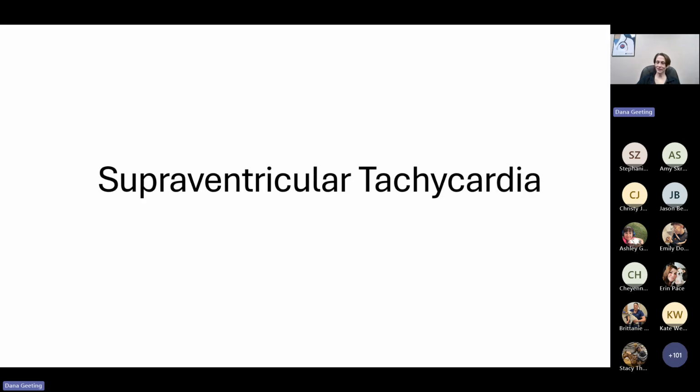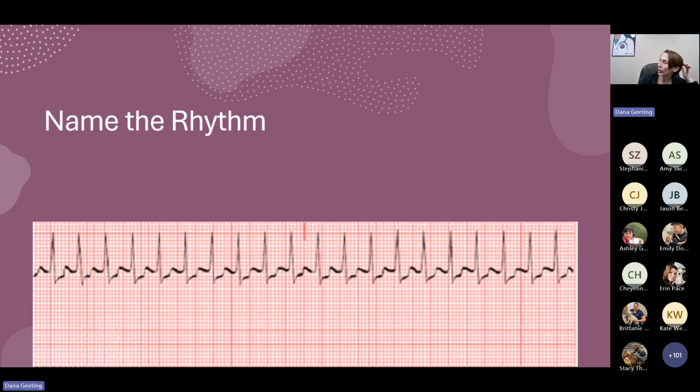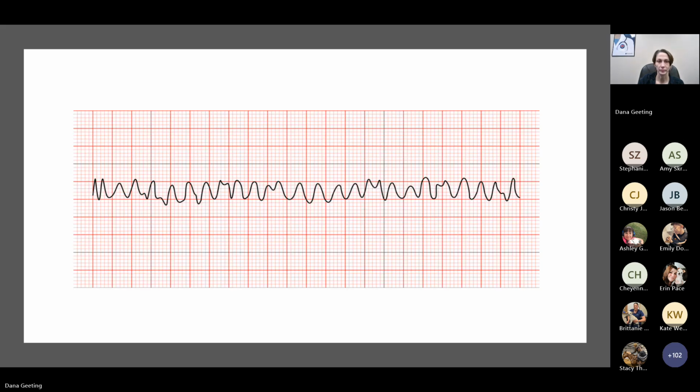This is an example of a supraventricular tachycardia. So you have a very, very fast rhythm. Your QRS complexes are narrow and you cannot see your P waves. Right.